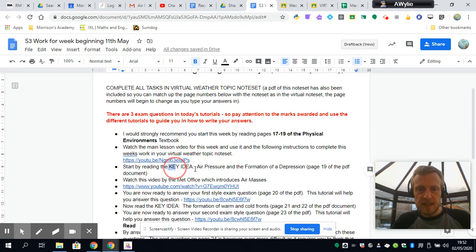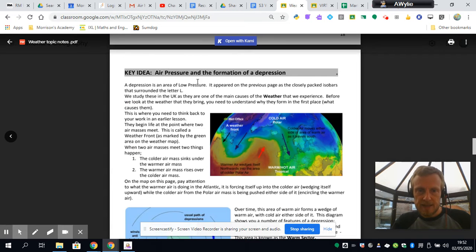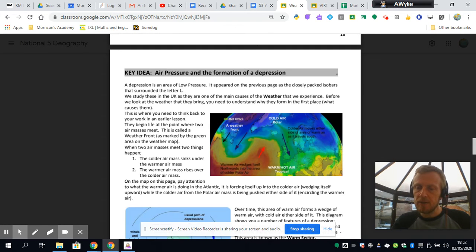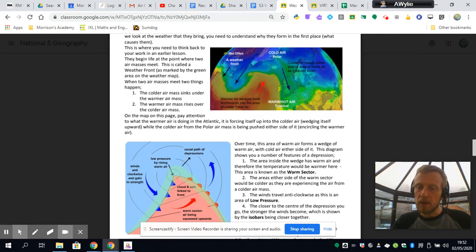You're then going to have to read this key idea, okay, that's on page 19 of the PDF. Now, if you're in your virtual jotter, it's the page that looks a little bit like this. And as you read through this, I'd like you to highlight, using your highlighter tool in Google Docs, the key ideas here. This page is full of important key ideas.